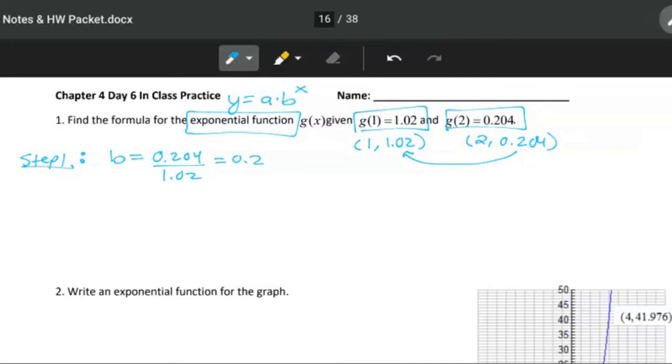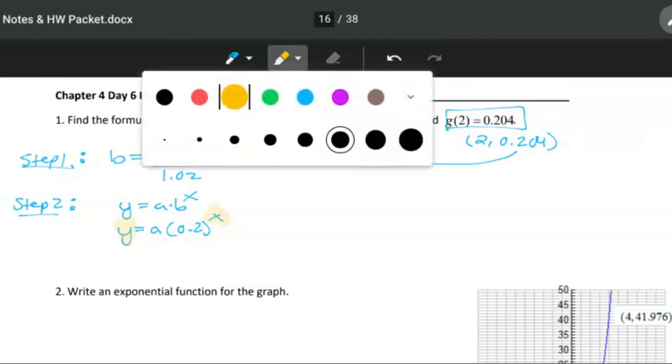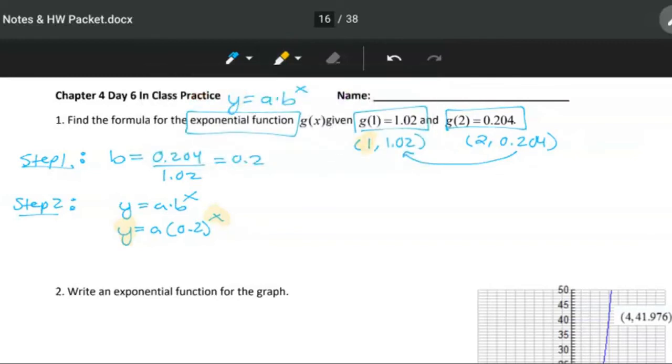All right, so step 2, we're trying to come up with an equation in the form y equals a times b to the x. We just found b is 0.2, so let's plug that in. And our next thing, we can use either point and plug it in for x and y. Really doesn't matter what point you choose. I would pick either of these points up here. I'm going to pick (1, 1.02). Honestly, those just look like smaller numbers. So I'm going to plug those in for my x and my y.